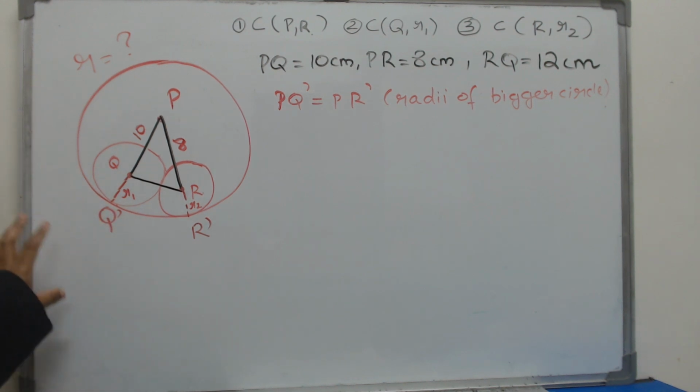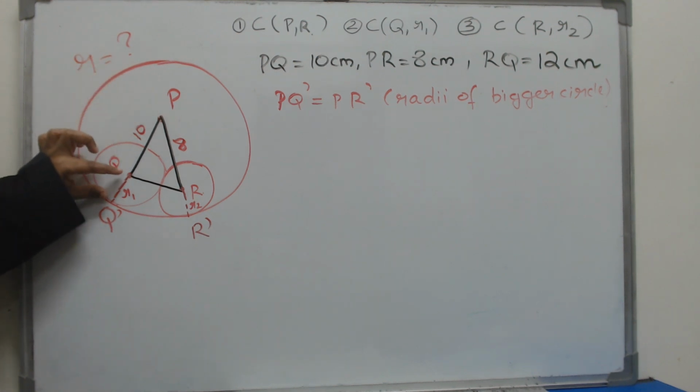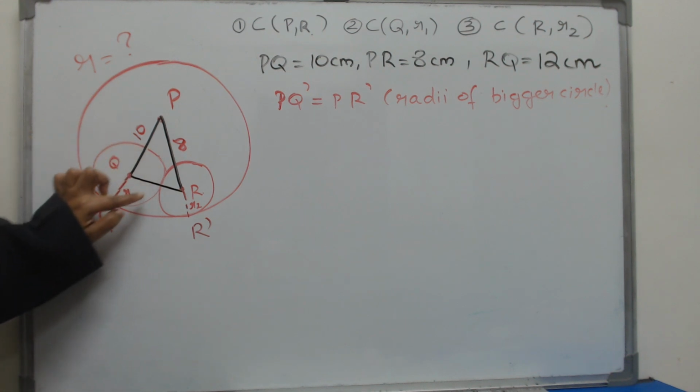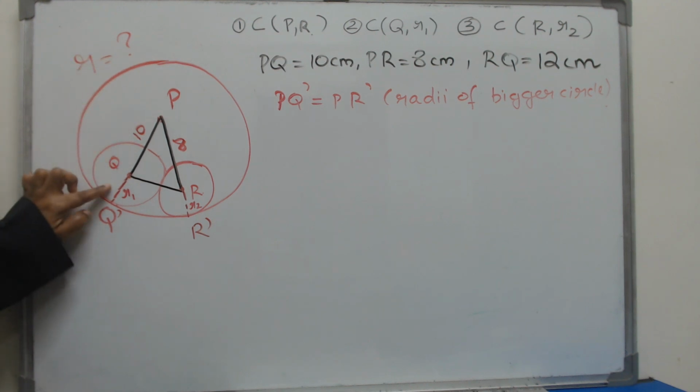But then what is its measure? This much would be 10. And what about this small part here? It is the radius, right? It is the radius of this small circle here. So this whole thing is 10 plus R1.